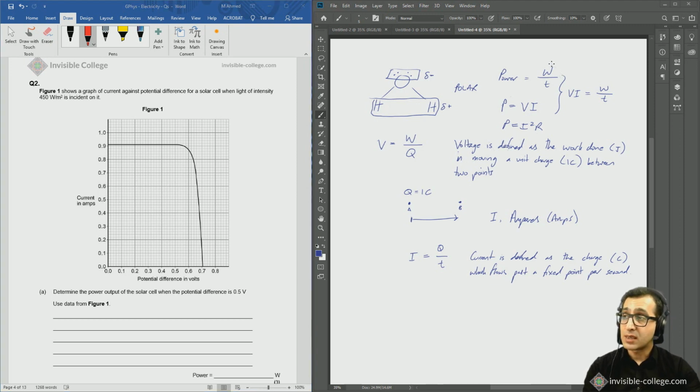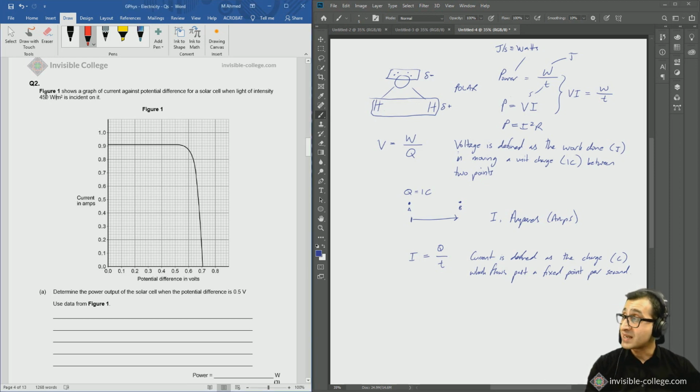Energy transferred is going to be measured in joules. Time is going to be measured in seconds. And so power is going to be measured in joules per second, which is equivalent to the unit watts. So 1 watt is 1 joule per second, 1 joule of energy transferred from one form into another per second. But you're buying a solar cell where the light of intensity 450 watts per meter squared is incident on it. So think about what that means in terms of what we've said: 450 joules per second, watts, per meter squared of light energy is falling on that solar panel. That's what this sentence means.